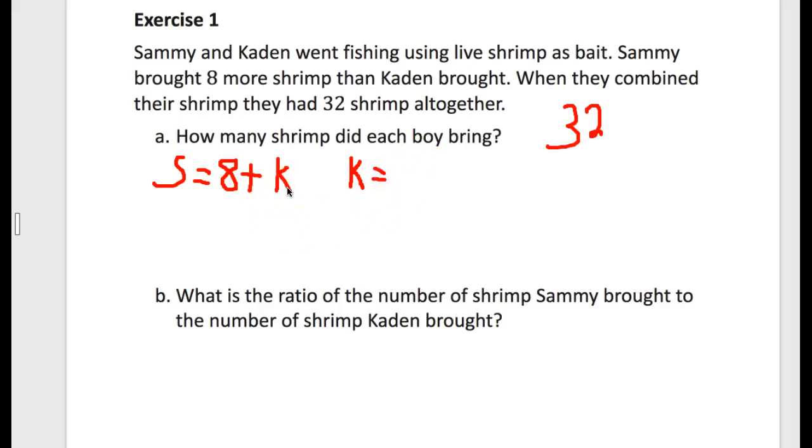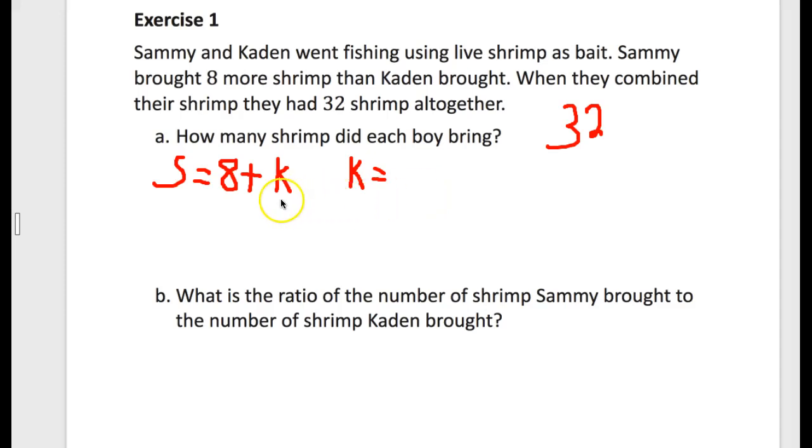Notice I'm using letters to represent the boys' names as opposed to blanks. These are called variables, and it's just another way of having a blank. I just have it written so that we can distinguish between which blank from the other. So we have 32. We know that Sammy has 8 more than Caden, and we don't know how many Caden has. So let's try a guess and check method.